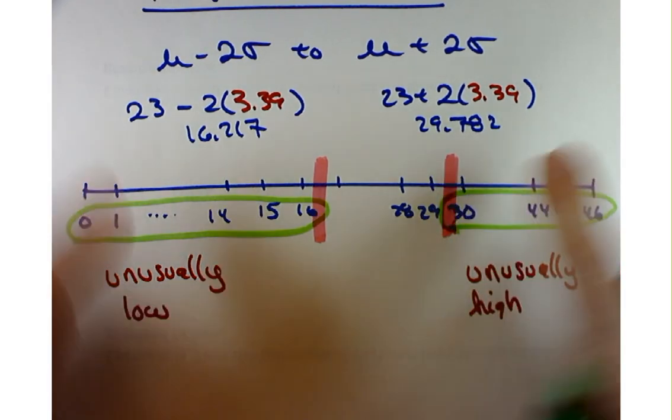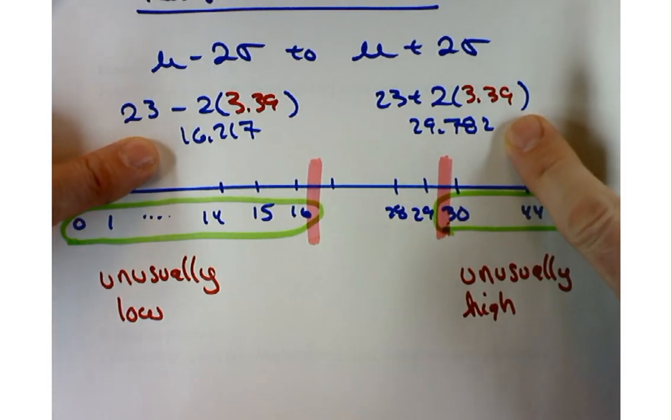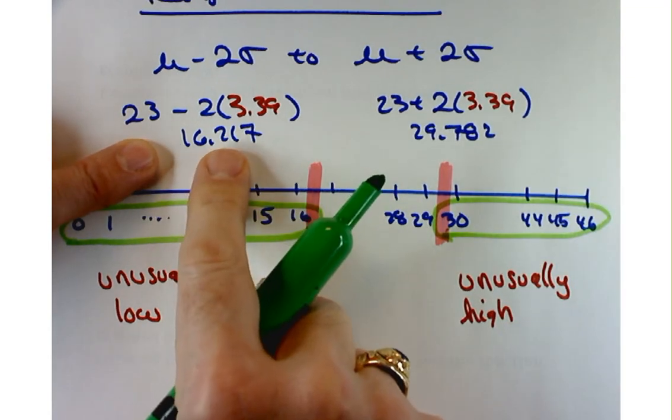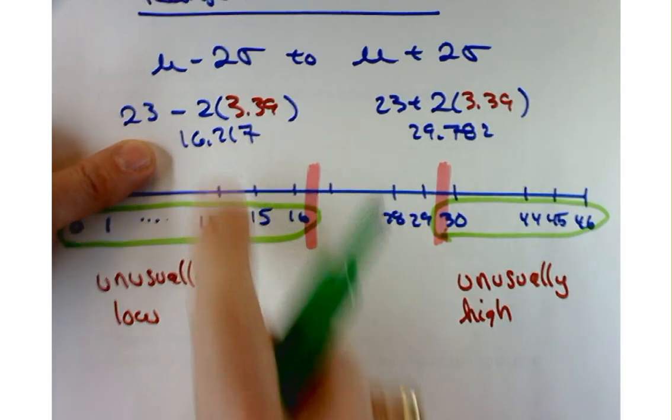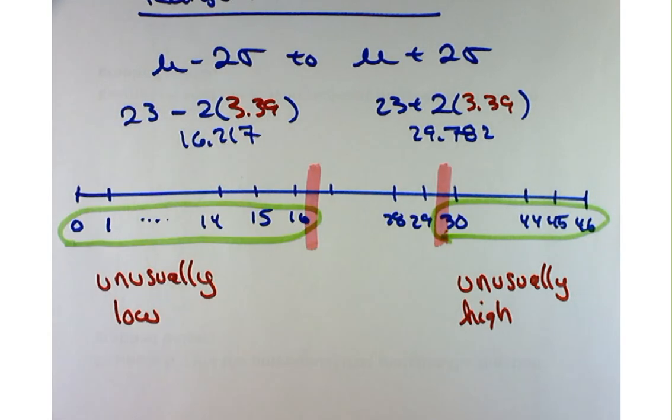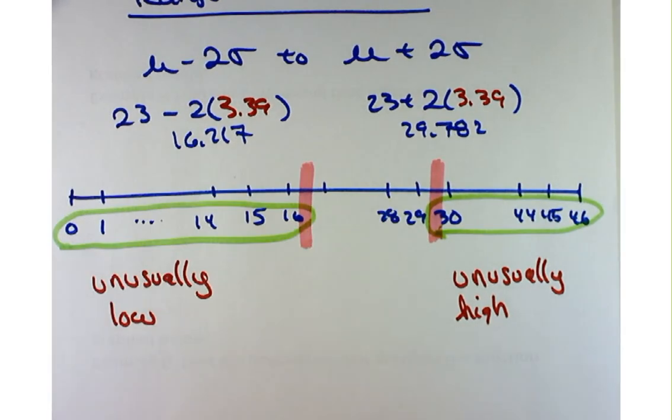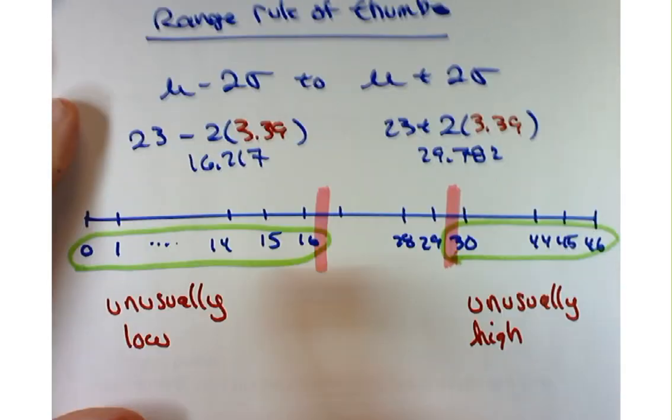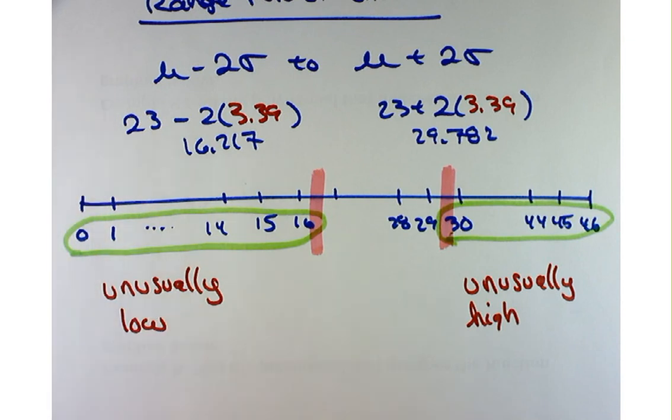Now, it's true that you can't actually get these numbers. You can't actually get 16.217 girls. That's okay. It's still helping you identify where the cutoff is. And so if that cutoff doesn't include 16, it doesn't. And in this case, 16 would be unusually low. Are we okay with that part? This is something that would be like a good test question, is to use the range rule of thumb to help identify the unusually high and the unusually low values here.